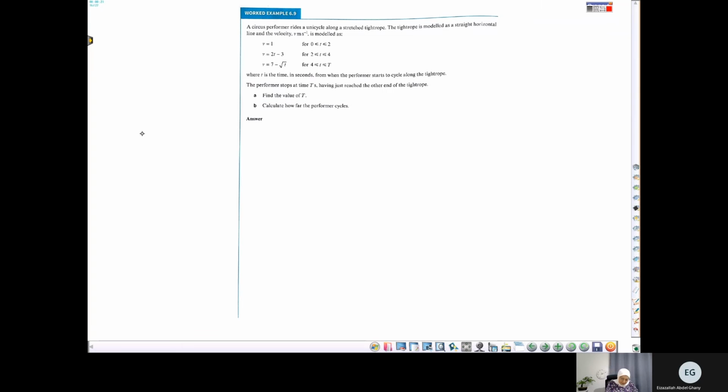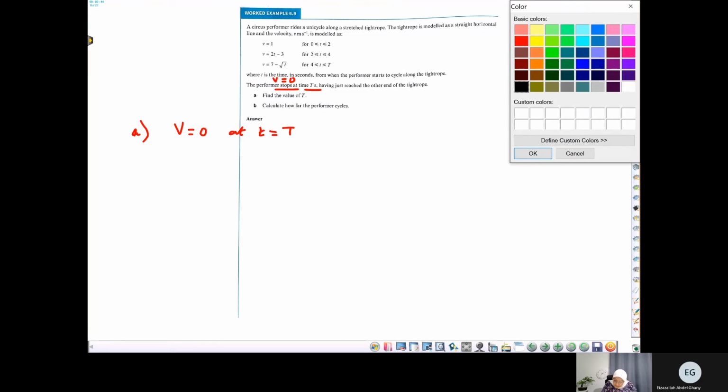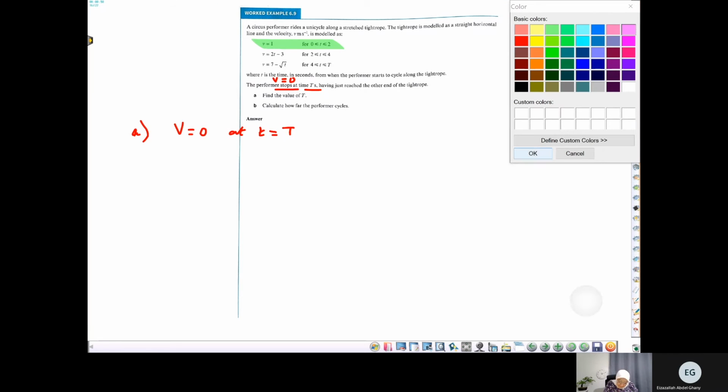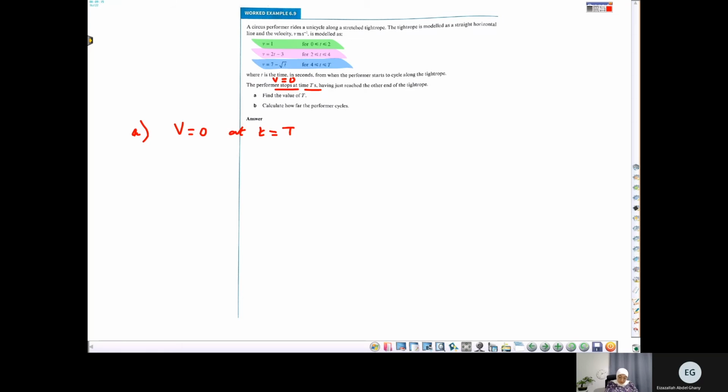Now let's start. In part A, we'll write what's the meaning of performer stops. It means V equals 0 at time T. So here we'll write V equals 0 at time equals capital letter T. And we are speaking about the third stage. I love to color them. The first stage is green, the second stage is pink, and the third stage is blue. We'll substitute in the blue stage, which is the third one. It's the only one having the capital letter T.